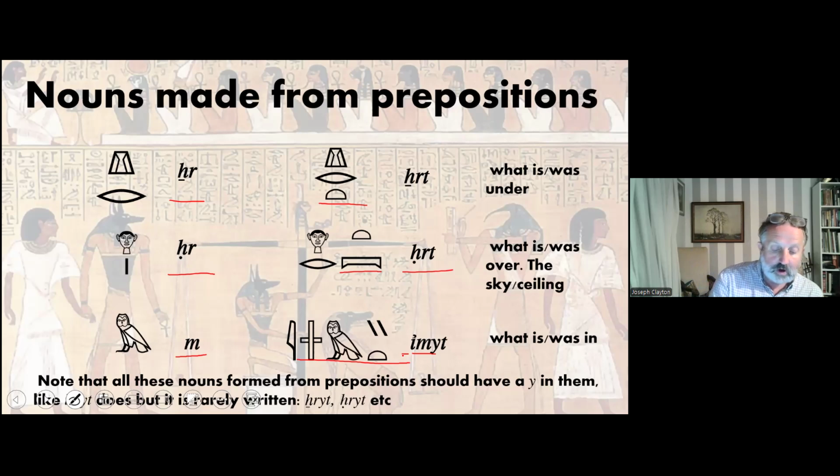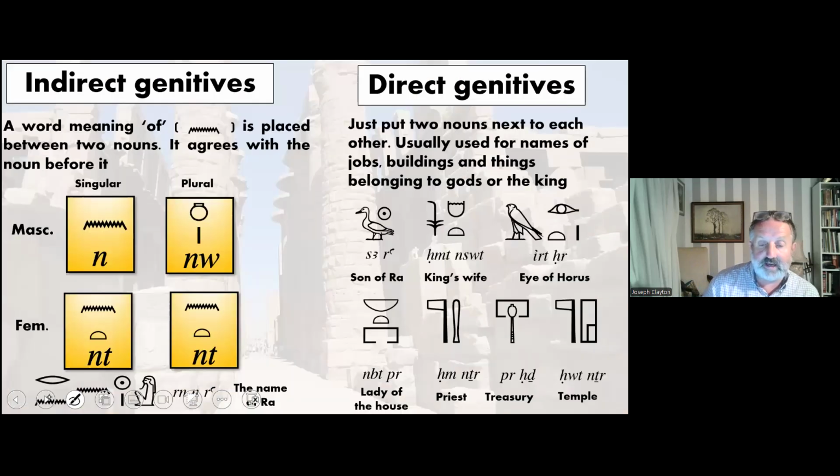Okay, right. Okay, indirect genitives. Now, a genitive is a word meaning "of", or a way of relating something to something belonging to something else. Indirect genitives are the most common ones, and a word meaning "of" is placed between the two nouns. It has to agree with the noun before it. So if you look at this, it's more or less the same as the adjectives, isn't it, agreeing?